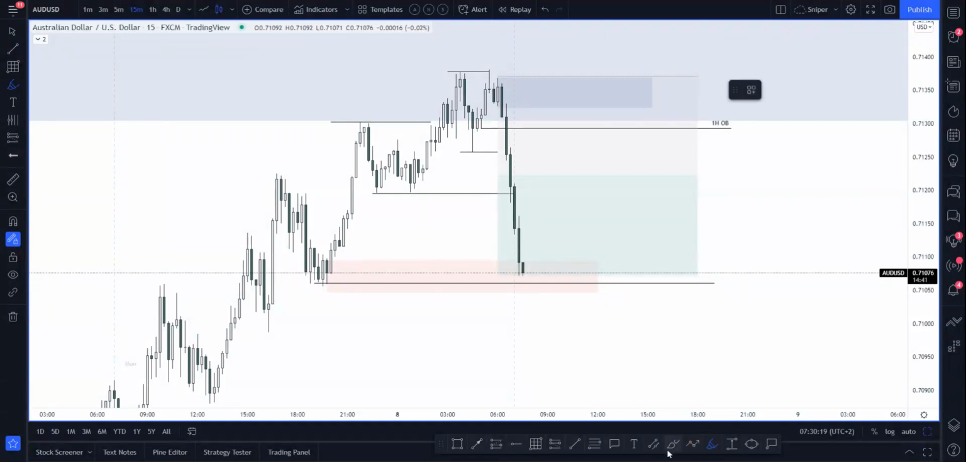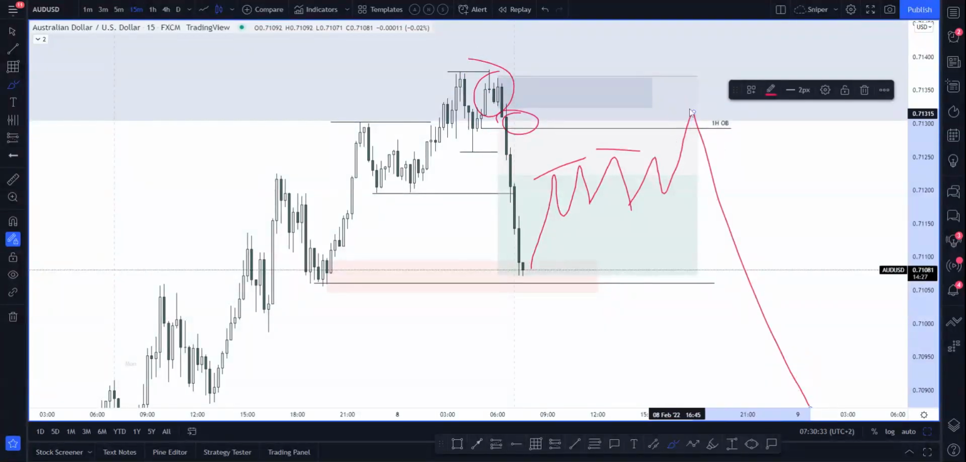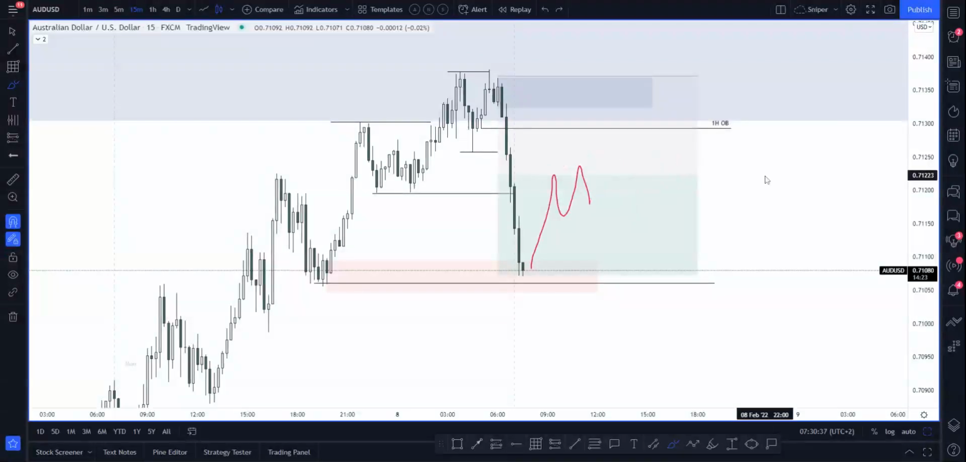But we would want to see ideally price creating some structure, some liquidity, inducement, or whatever you want to call it, some previous highs, and then for price to sweep those highs, tap into the imbalance, tap into the order block, and then melt towards the downside. So in an ideal world, that would be the plan.